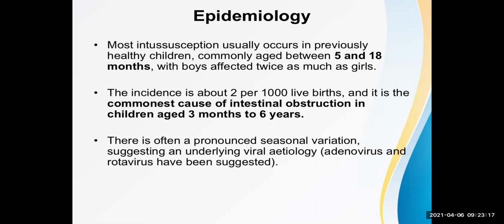There are so many other differential diagnoses which make a baby cry, but this is a vigorous type of cry. This cry occurs because of the pain in the abdomen. The incidence is about 2 per 1,000 live births, and it is the commonest cause of intestinal obstruction in a child aged 3 months to 6 years. There is often a pronounced seasonal variation suggesting an underlying viral etiology like adenovirus, and even rotavirus has been suggested. So these are some of the important epidemiological points regarding intussusception.